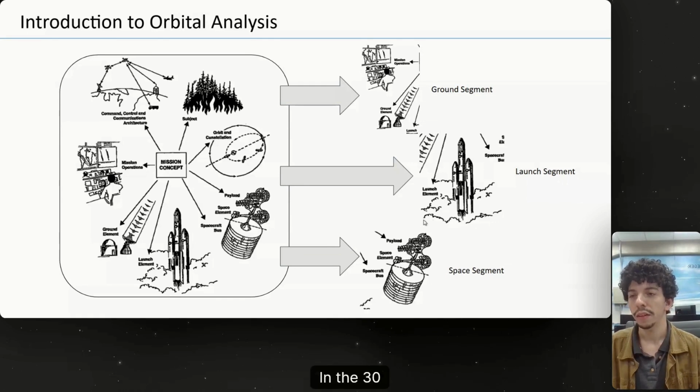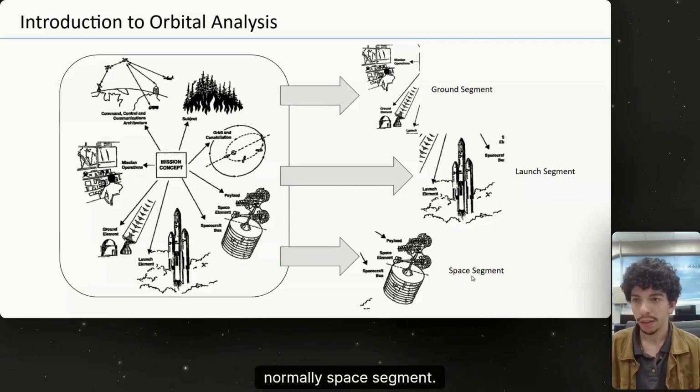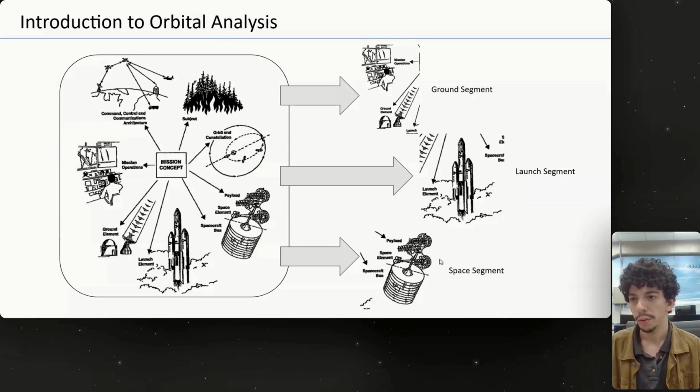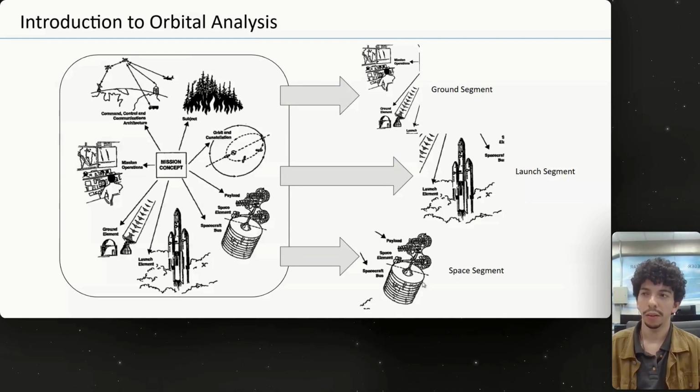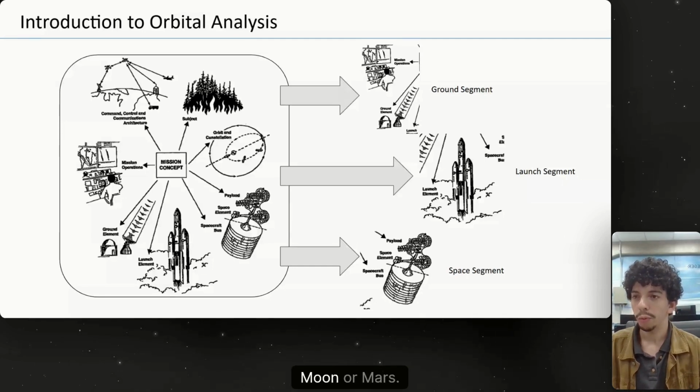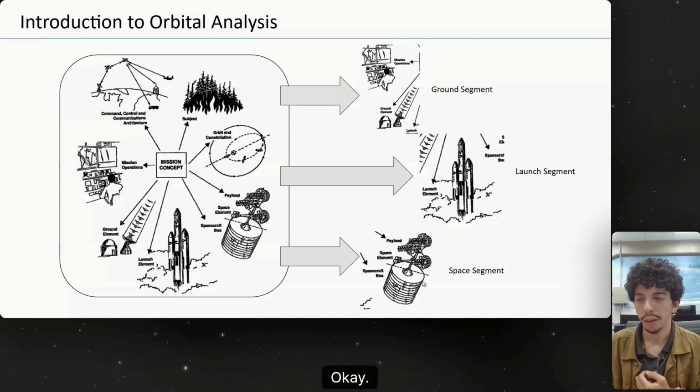Okay, the third segment is normally the space segment. In this case, we talk about satellites, but we have two types of rovers, named planetary and robots on other bodies, for example, the Moon or Mars.